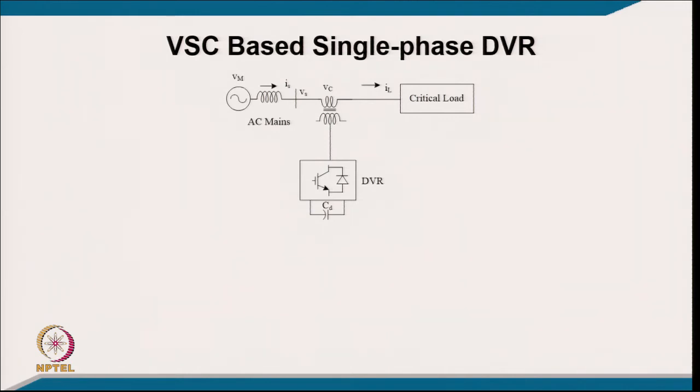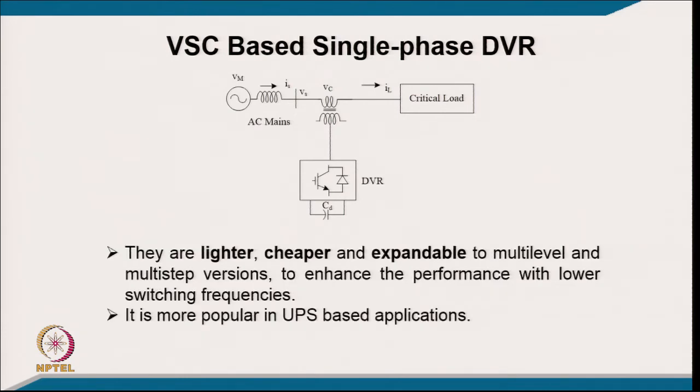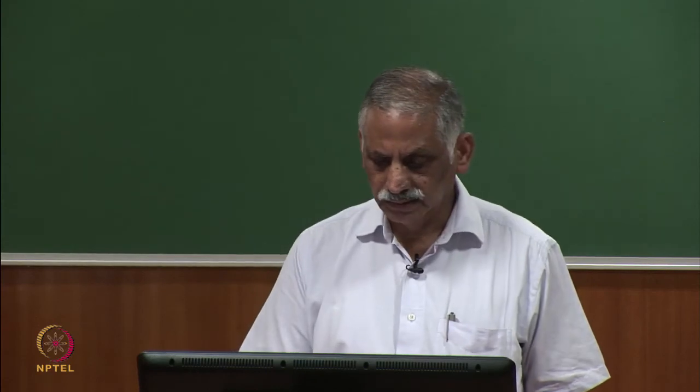So, in light of these advantages of the voltage source converter, it has taken the lead even for this DVR application, and this is a typical example of a single phase circuit. We can call it a voltage source based single phase DVR. They are lighter, cheaper and expandable to a multi-level or multi-step version, and to enhance the performance with lower switching frequency, it is more popular in UPS based applications. Coming to another classification, the topology based classification, you can see here.